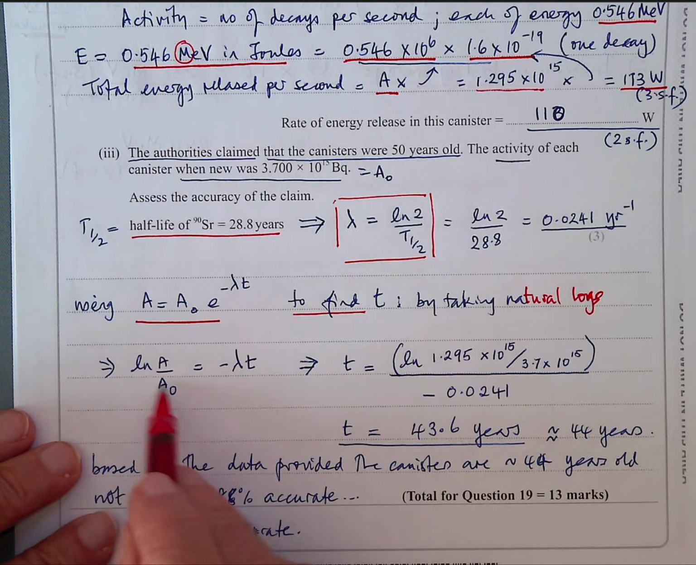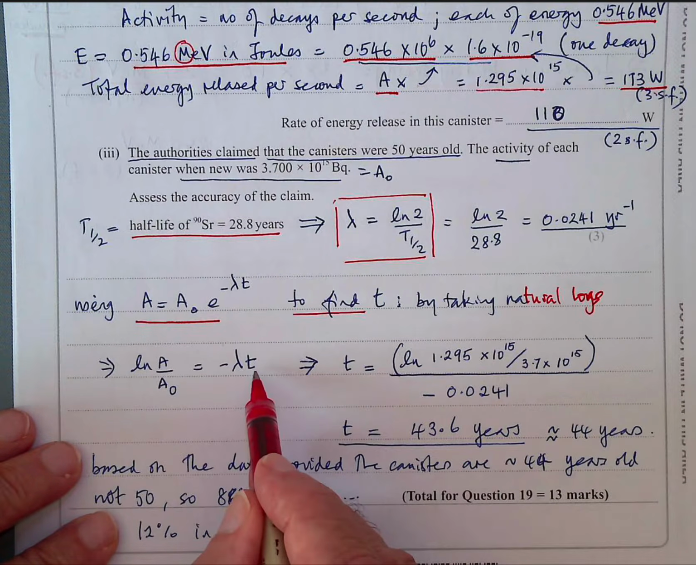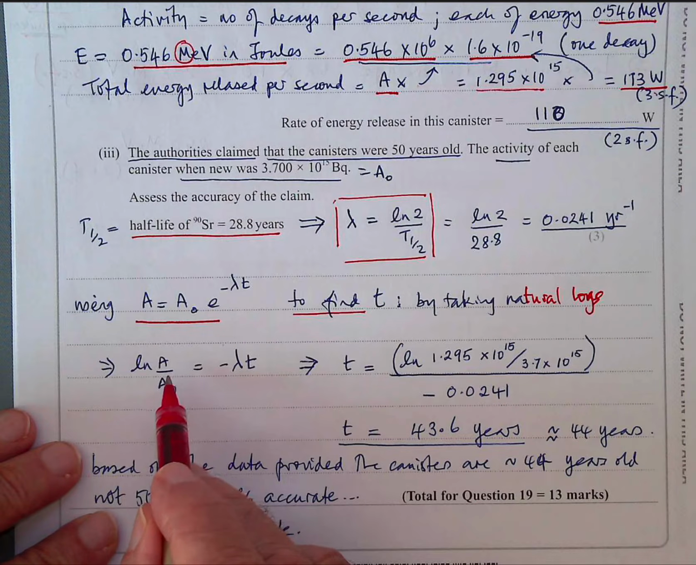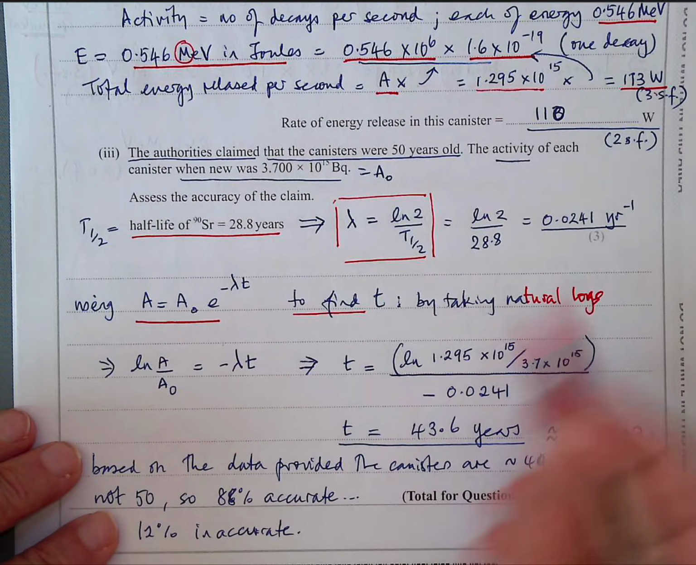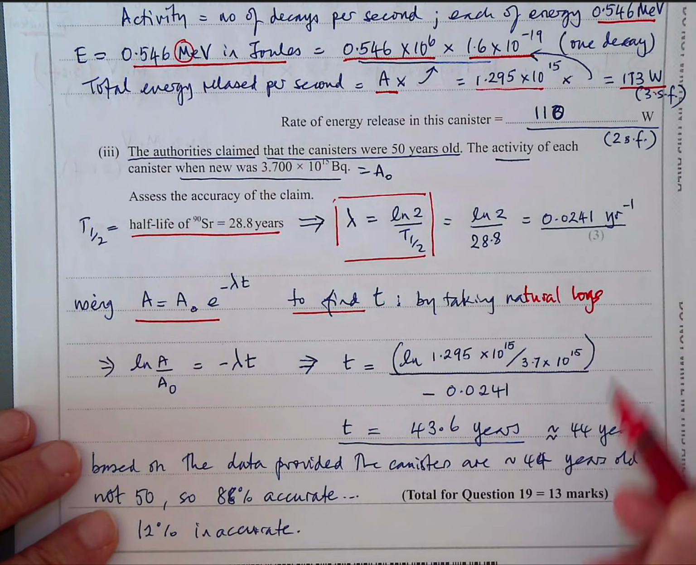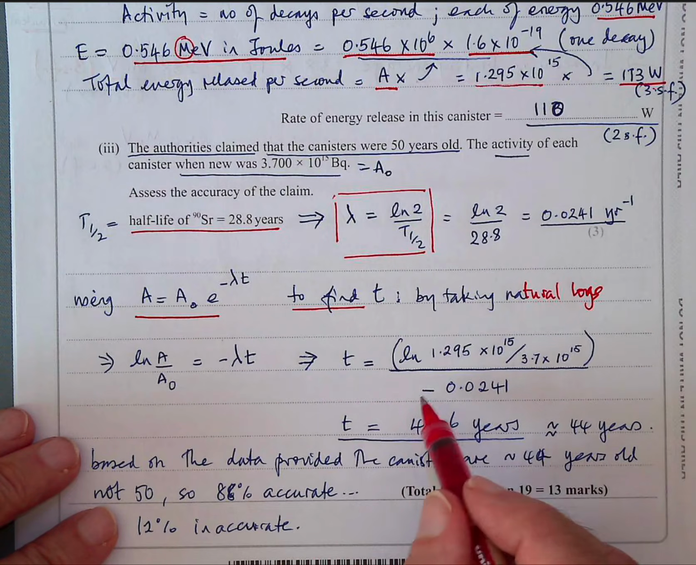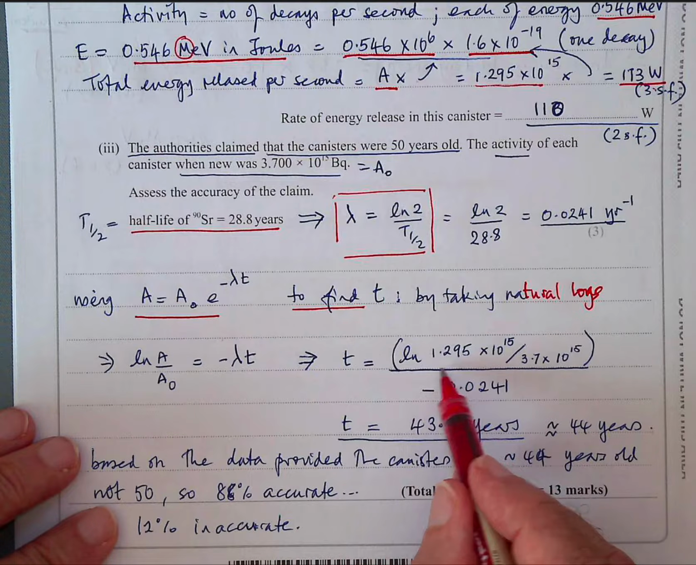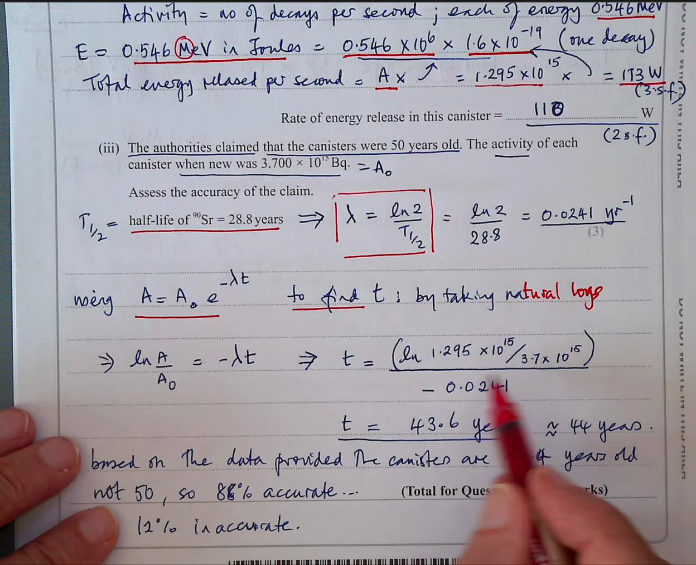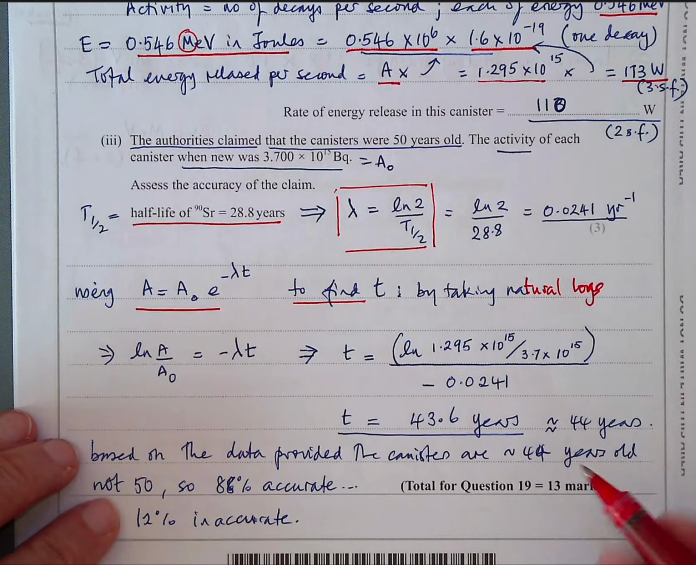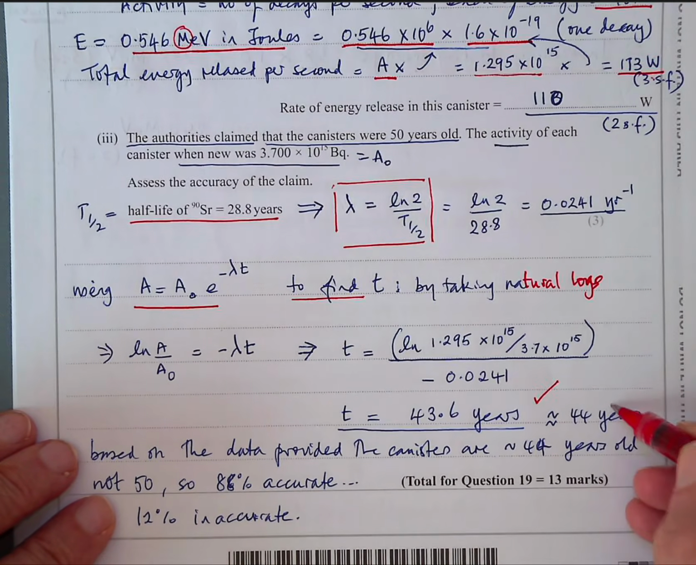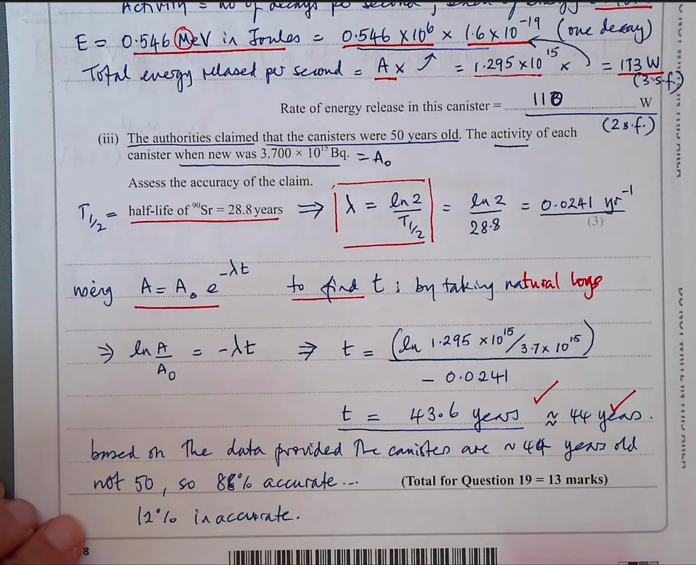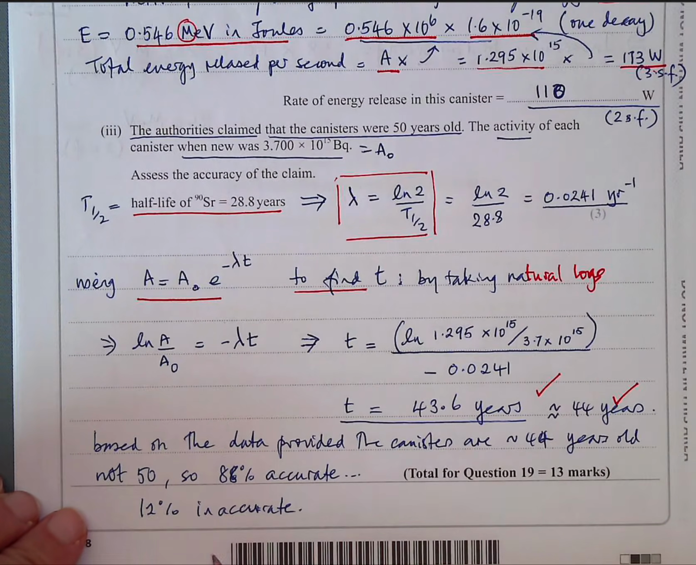This one is also a fraction, so you divide, because you want t, so it will be minus lambda at the bottom. This also gives you a negative number at the top, and you'll be able to work it out. The natural logarithm of A over A0, divided by minus lambda, comes out to 43.6 years, which is approximately 44 years. So based on the data provided, the canisters are approximately 44 years old, not 50. It's 88% accurate, so it's 12% inaccurate.